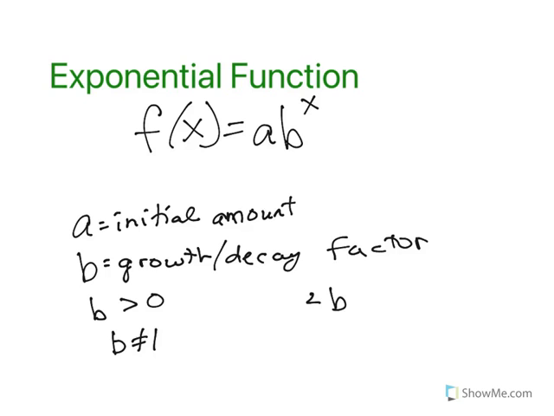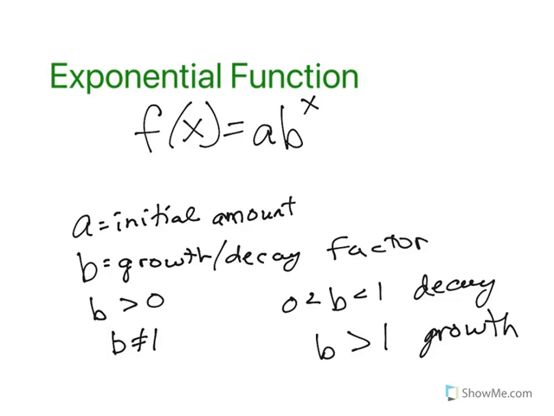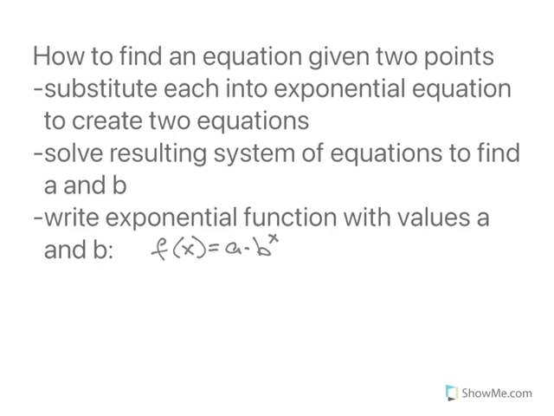Okay, so if b is between 0 and 1, it's decay. And if b is greater than 1, then we are growth. Just kind of an FYI there. Okay, so how do we find the equation given 2 points?